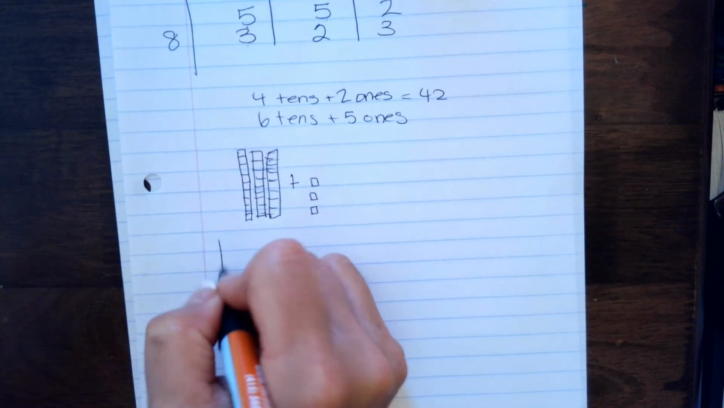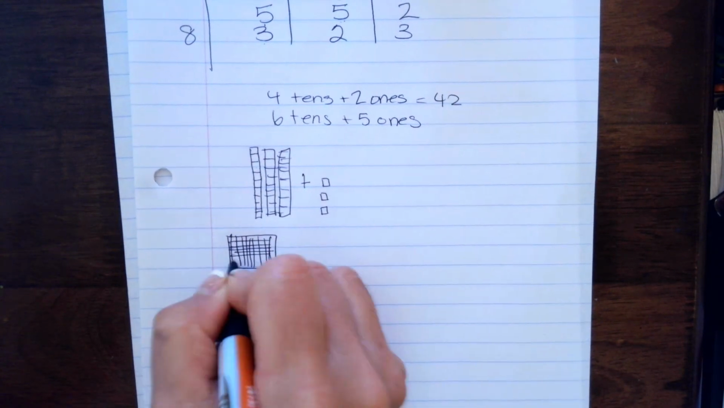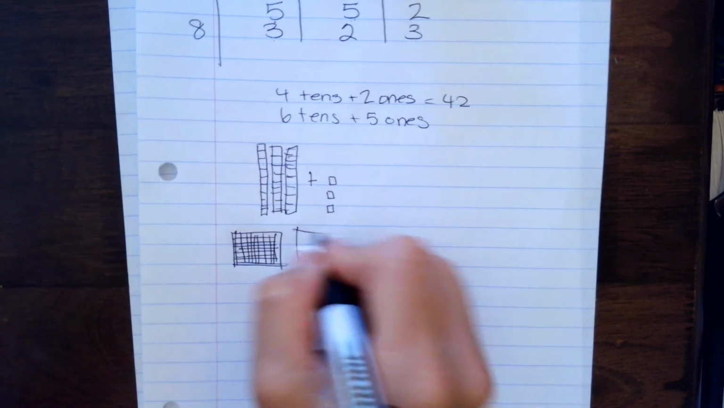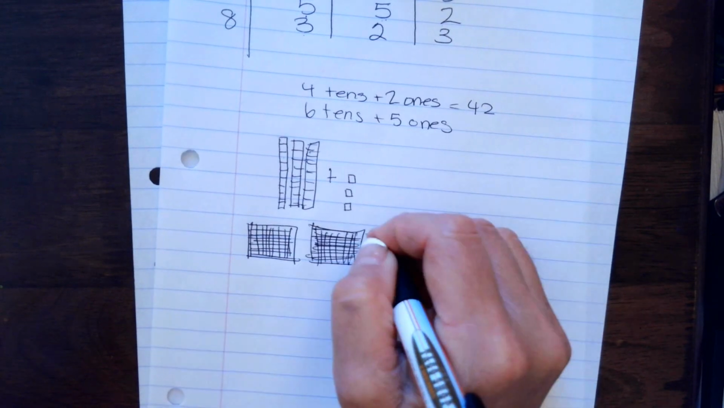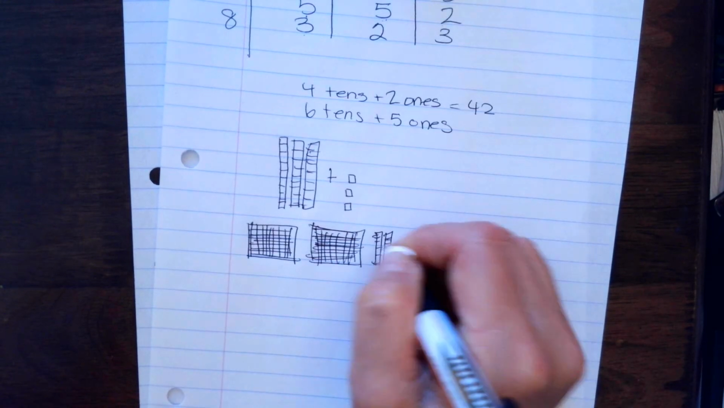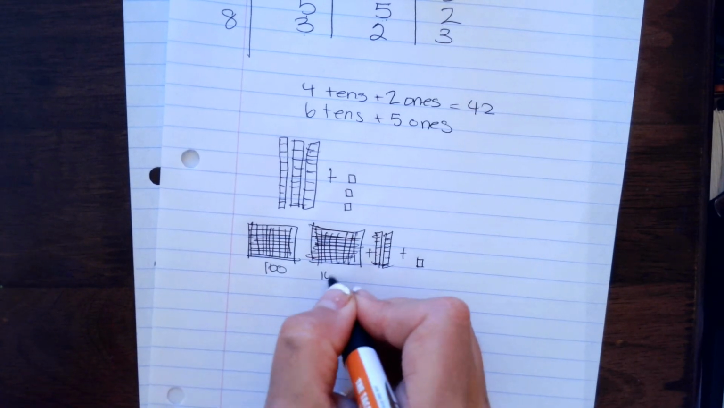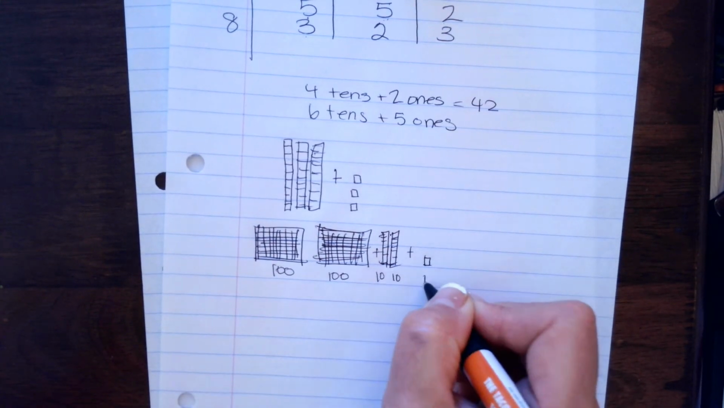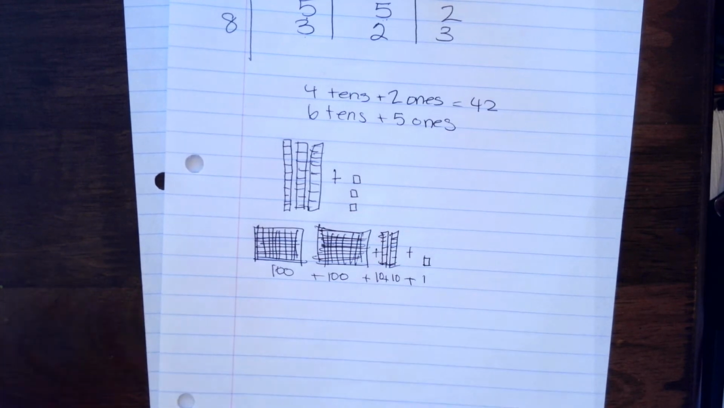Okay, a hundreds block would be like this. So if I had 2 hundreds blocks and then 2 tens blocks and 1 ones block, that would be 100 and 100 and 10 and 10 and 1. So we add that all together. That equals 221. You got it.